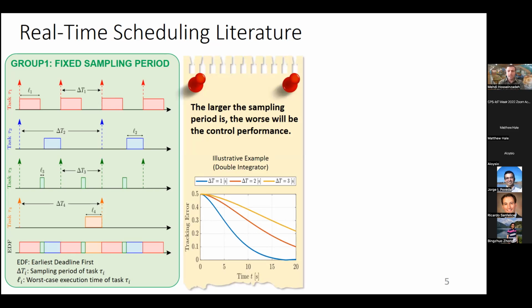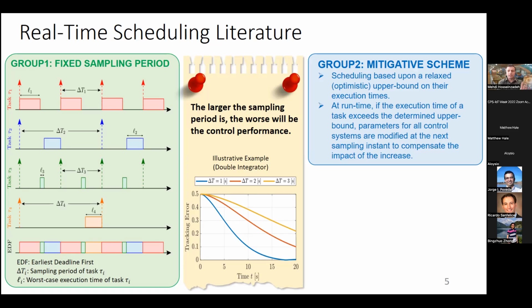and larger. The second group are called mitigative schemes. So in this case, instead of considering the worst case execution time, we consider a relaxed upper bound, kind of an optimistic upper bound on that. And based on this relaxed upper bound, we determine the sampling period.